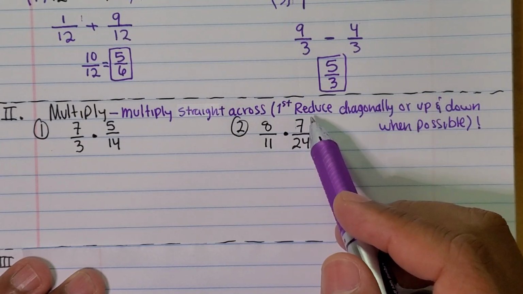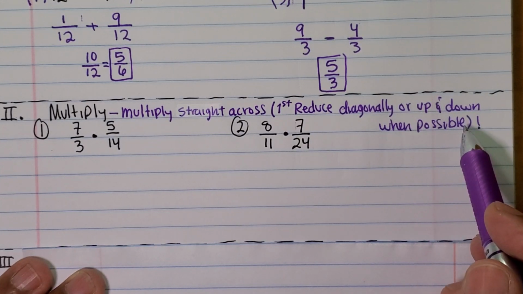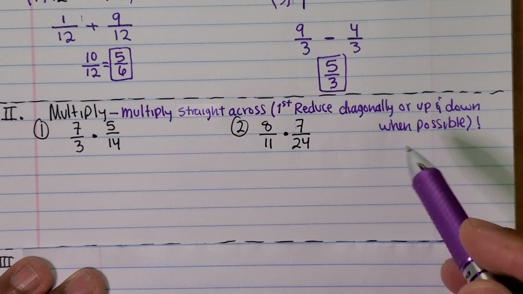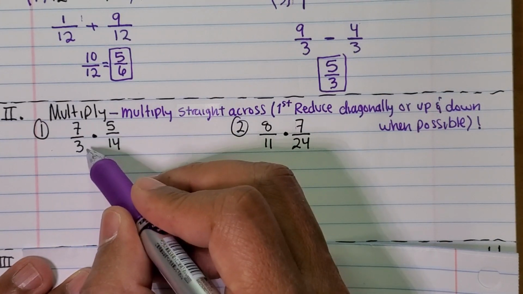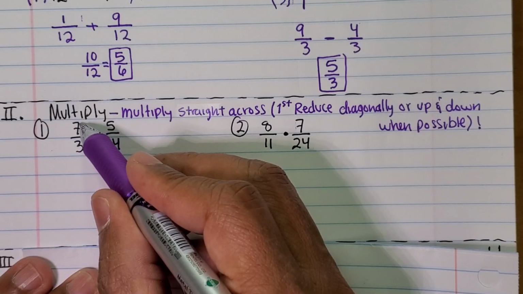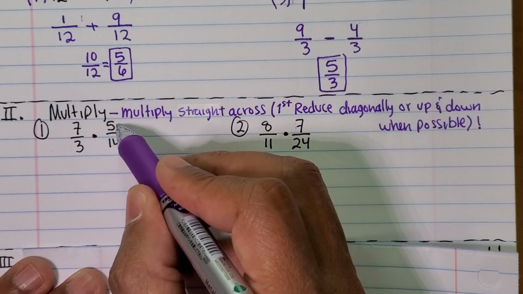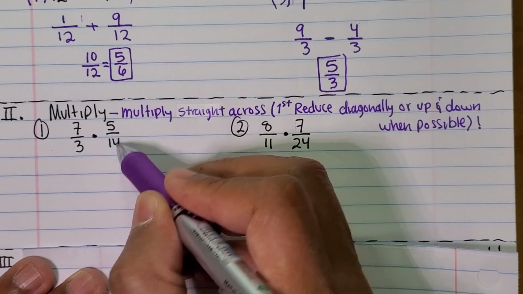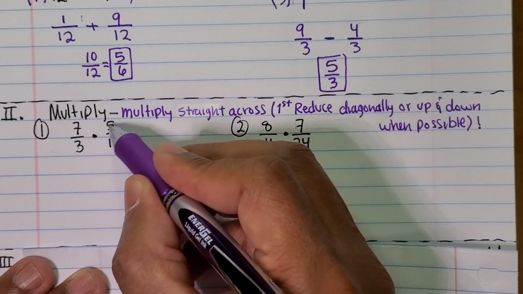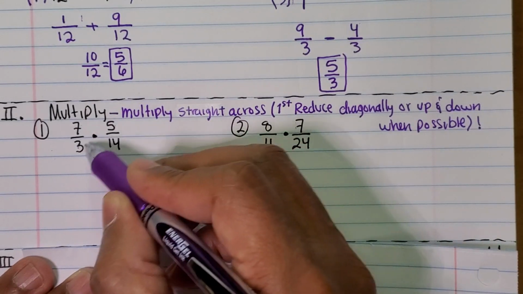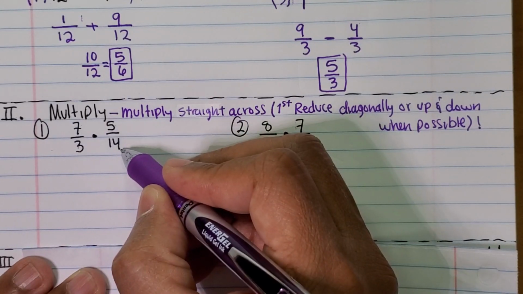So watch. First, we reduce diagonally or up and down when possible. If it's possible, do it, and if not, just multiply across. For example, on number 1, if I do up and down, I see that 7 and 3 don't reduce. 5 and 14 don't reduce either. So my next thing will be diagonally. If I look at 3 and 5, they're both prime numbers. I cannot reduce these two. But if I look at 7 and 14, well, 7 is a factor of 14.